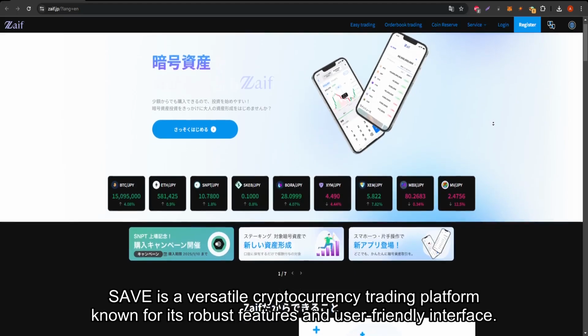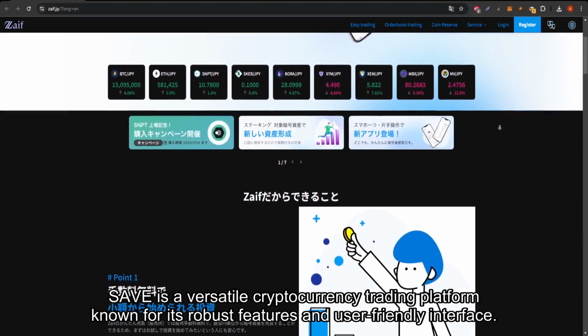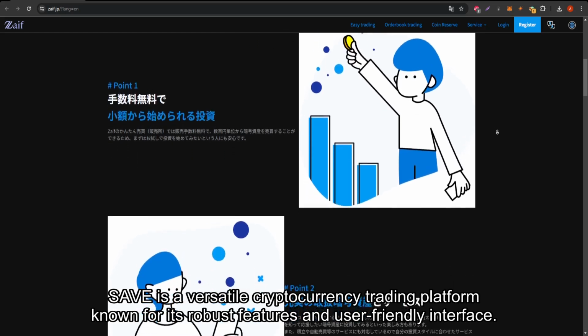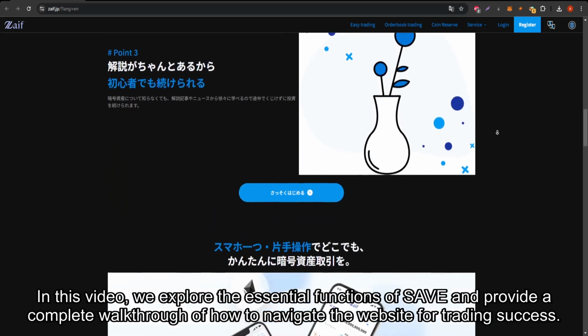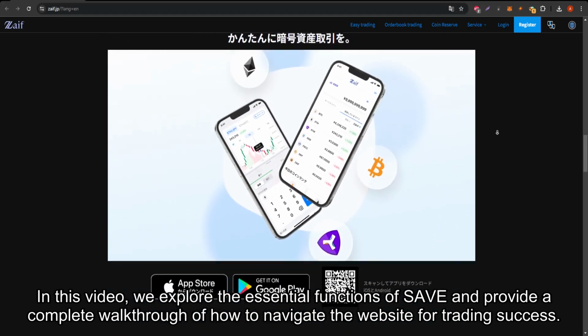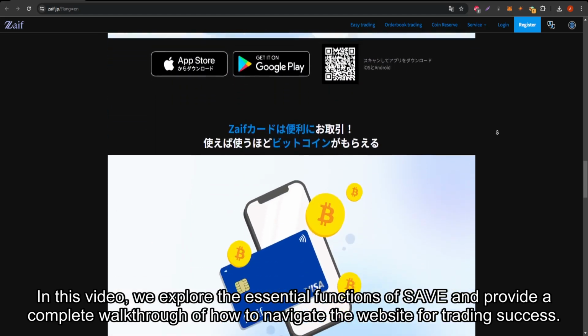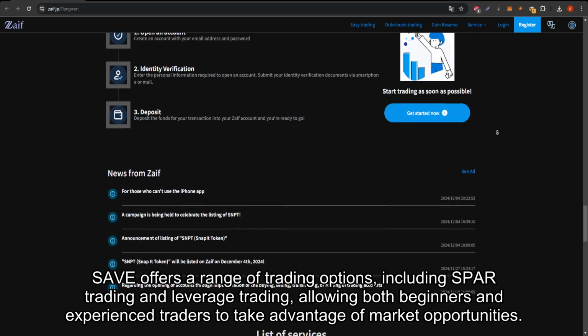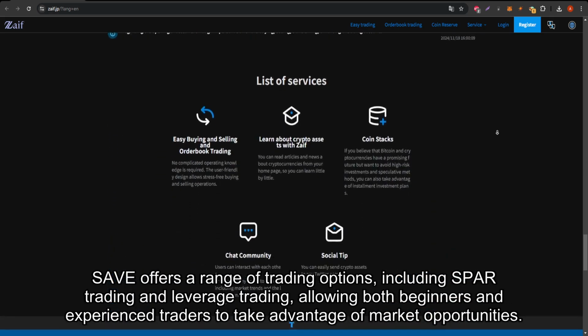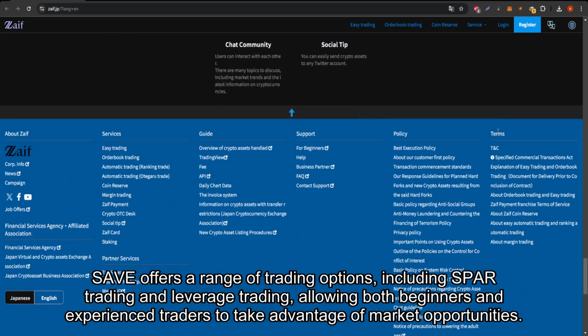Zaif is a versatile cryptocurrency trading platform known for its robust features and user-friendly interface. In this video, we explore the essential functions of Zaif and provide a complete walkthrough of how to navigate the website for trading success. Zaif offers a range of trading options, including spot trading and leverage trading, allowing both beginners and experienced traders to take advantage of market opportunities.